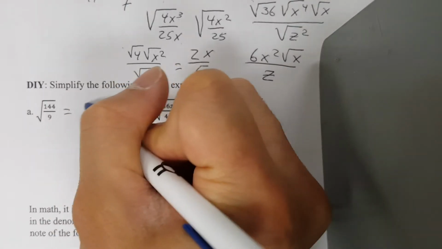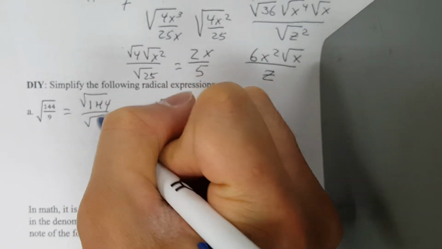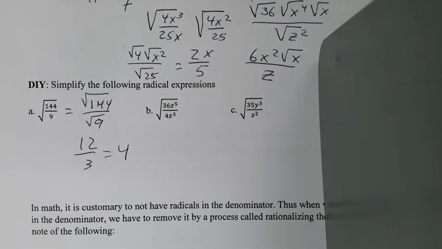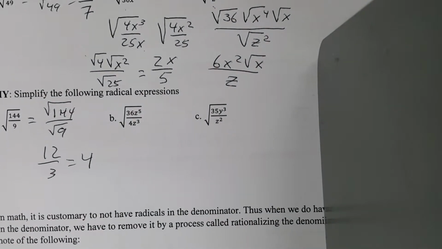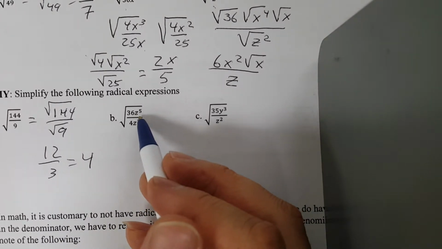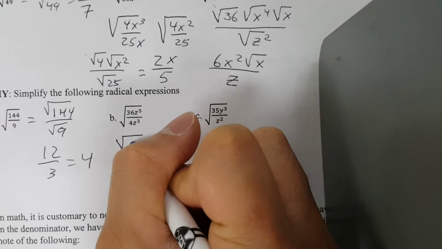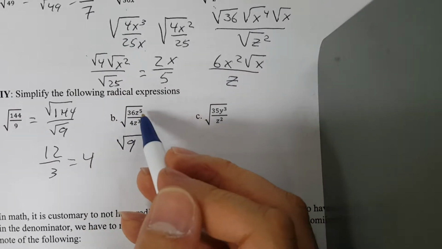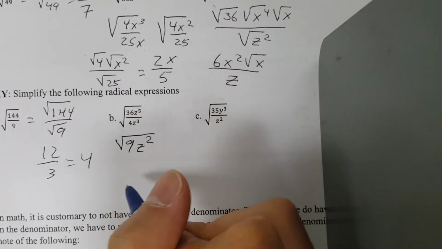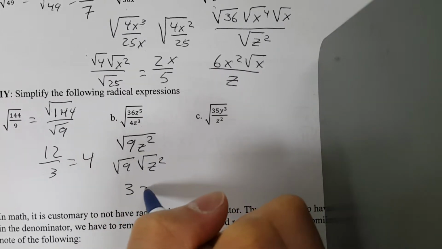So the first one is square root of 144 over square root of 9, and that's just 12 over 3, which is really just 4. Okay. The second one, now you can simplify this. 36 divided by 4 is really just 9. And z to the 5th over z to the 3rd, if I subtract that, I get z squared. So this is square root of 9, square root of z squared, which is just 3z.